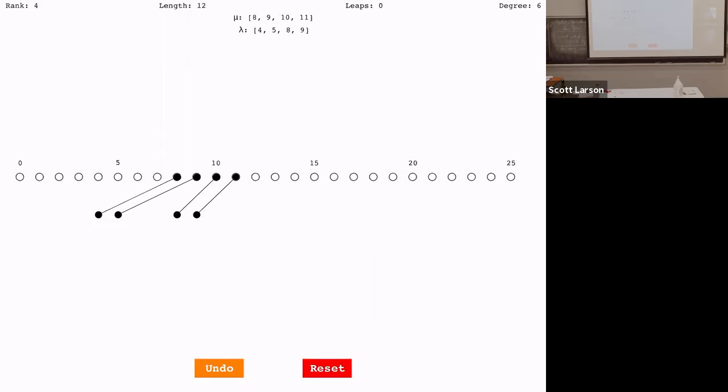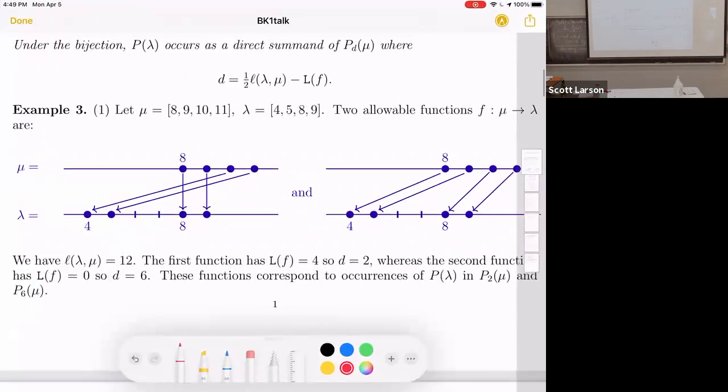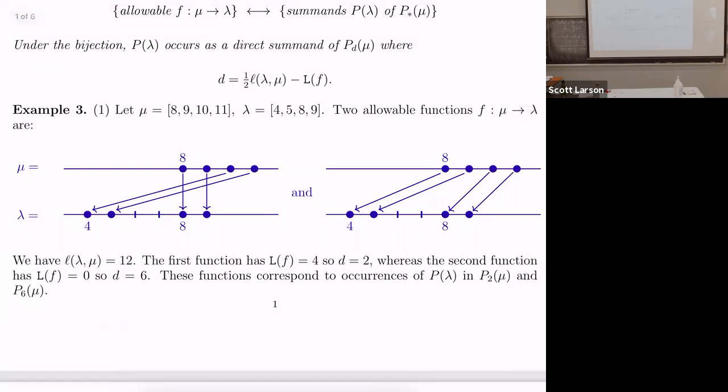So let me go back to the PDF and I'll show you. There's that example that I just showed you. And so you have the same indecomposable P lambda occurring in degree 2 and in degree 6 of the projective resolution of this particular delta mu. That's pretty common, having the same projective indecomposable in 2 different degrees that differ by a multiple of 4.